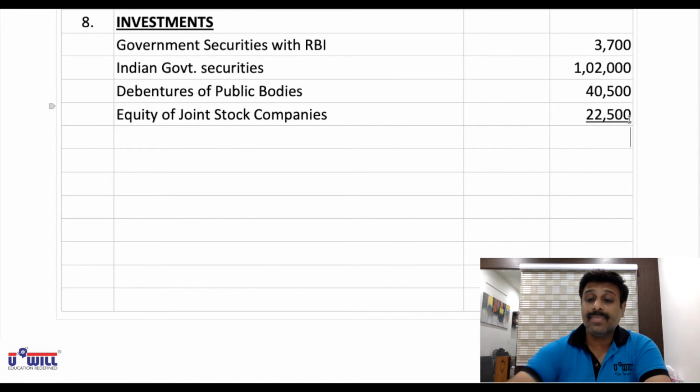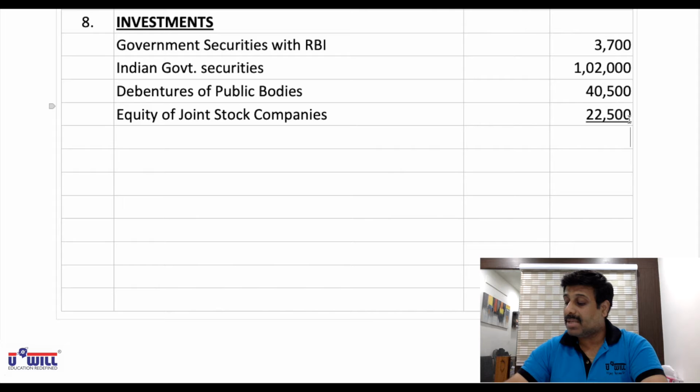That is 3,700 plus 1,02,000 plus 40,500 plus 22,500. That is 1,68,700.